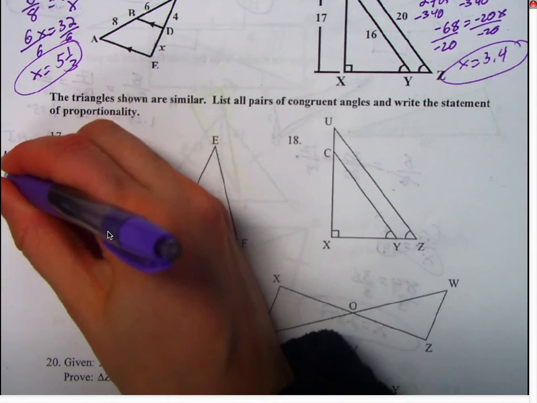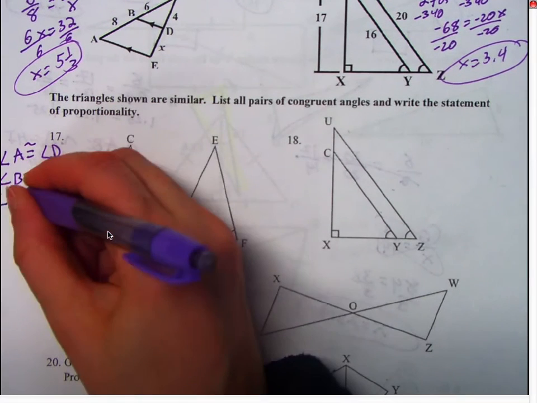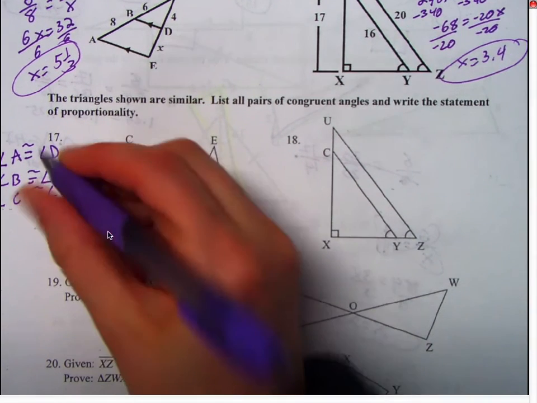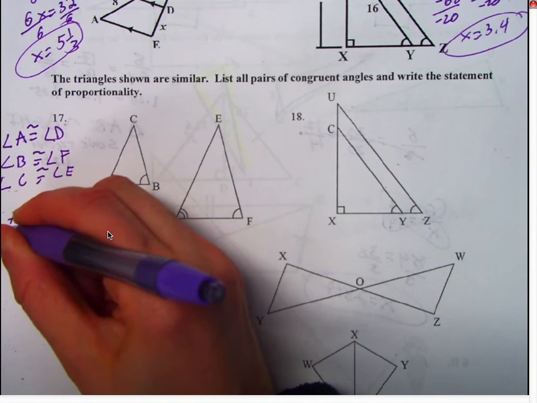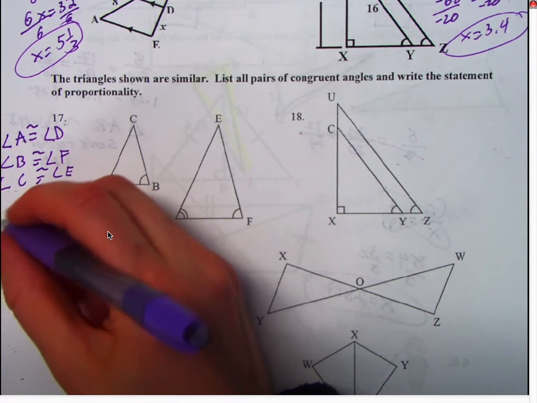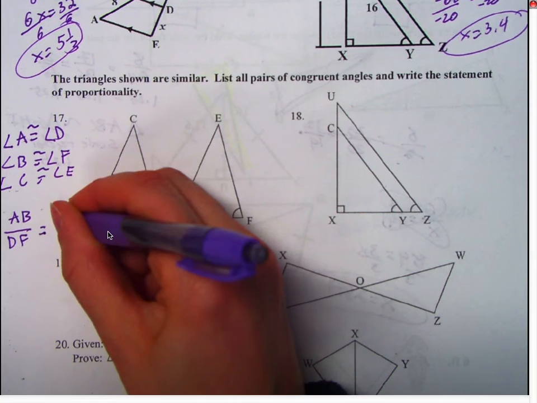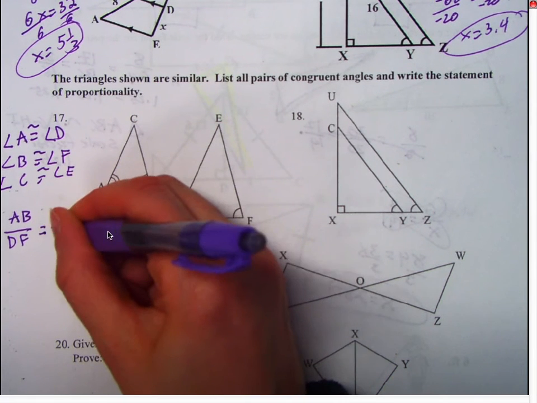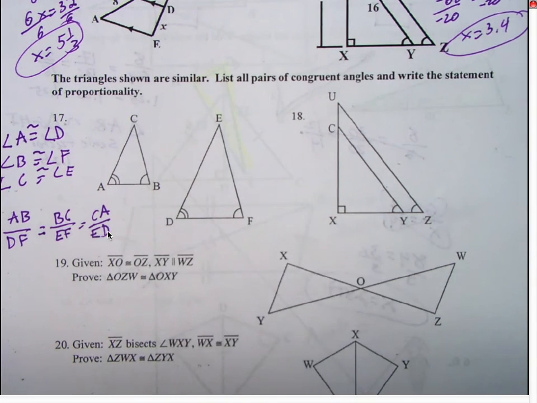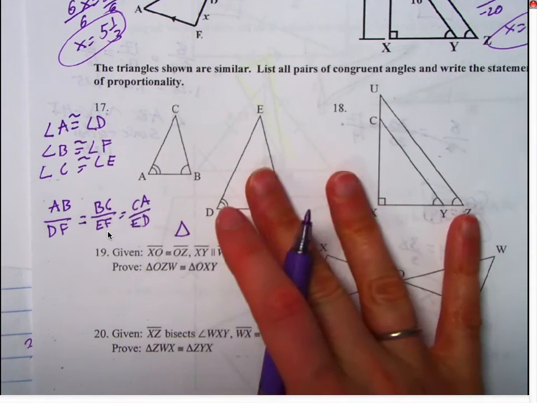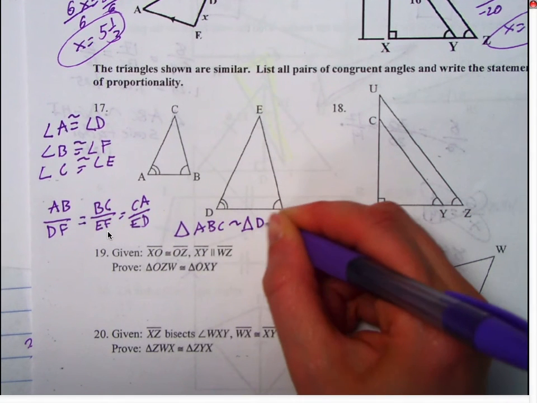Angle B is congruent to angle E, and angle C is congruent to angle... Okay? So AB, focus on this. AB over DF equals BC over EF equals CA over EB. Those are all proportional to each other. So triangle ABC is similar to triangle DFE.